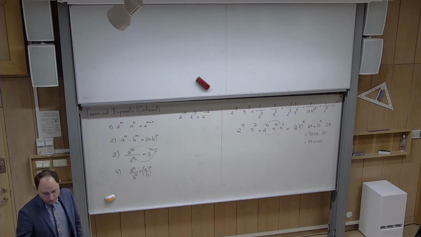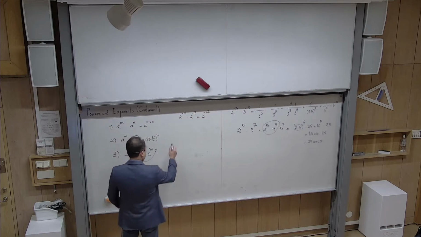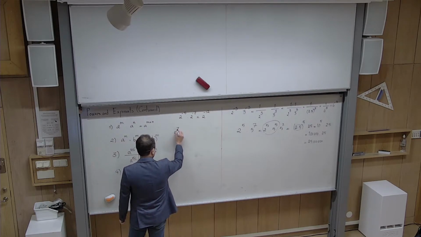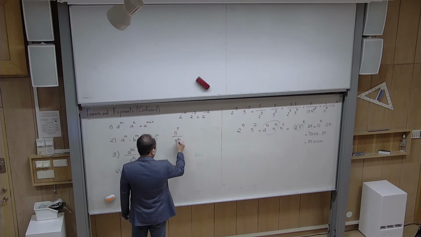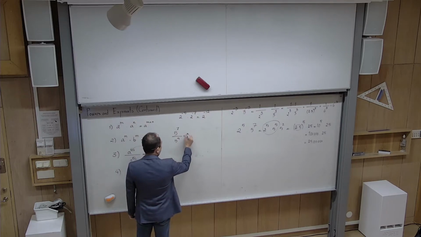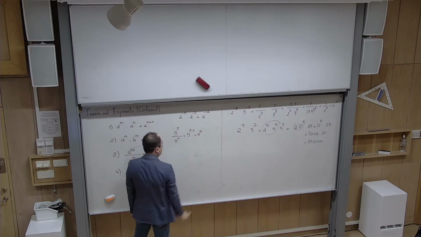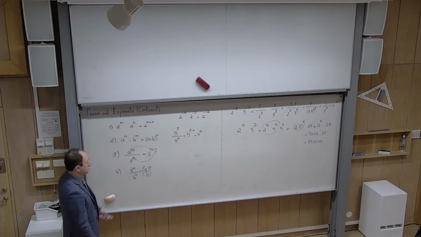Okay, so let me, for example, write some examples for you. For example, if I ask you 5 to the power of 7 divided by 5 to the power of 4, what can I write? I can write 5 to the power of 7 minus 4. You can do this part in your head. 5 to the power of 3. If you insist, you can continue.